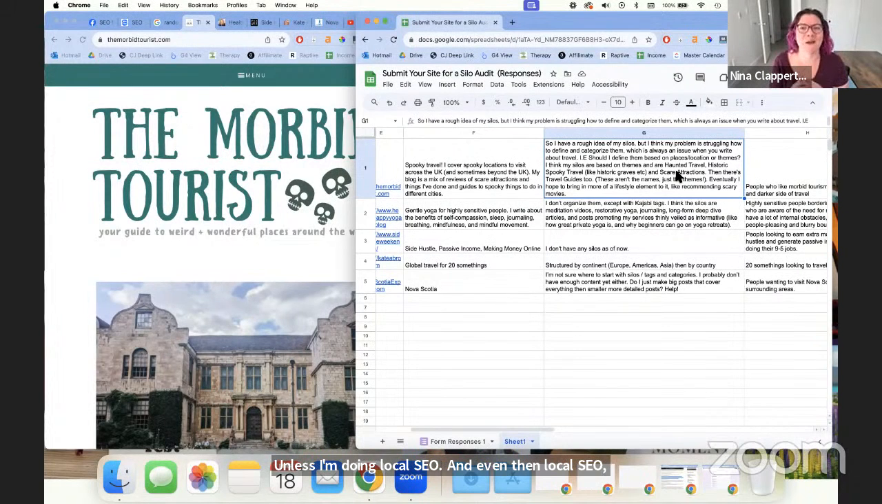So I totally get it. That can be confusing. Ultimately, again, this is going to come back to your user. How are they searching? So to me with travel, I think the best way to do it is to kind of do both. Always have a destinations tab. That's just the easiest thing.